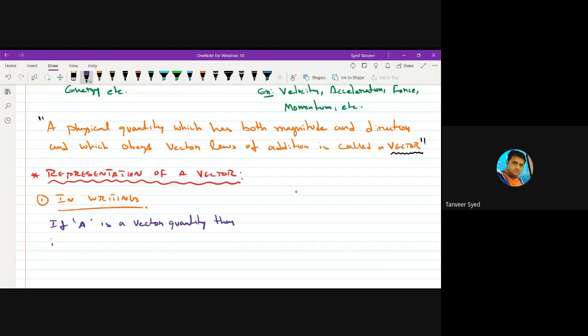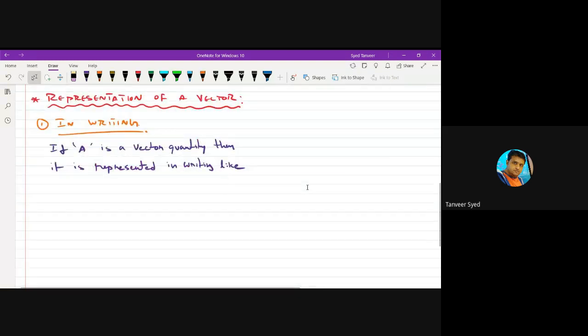then it is represented in writing like A vector. You should read this as A vector or vector A. Some students read it like A bar.